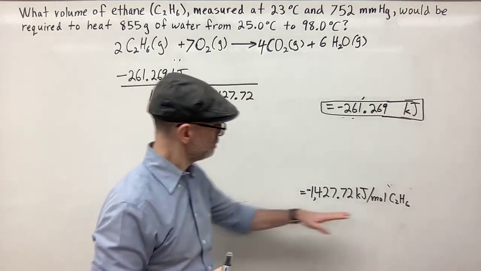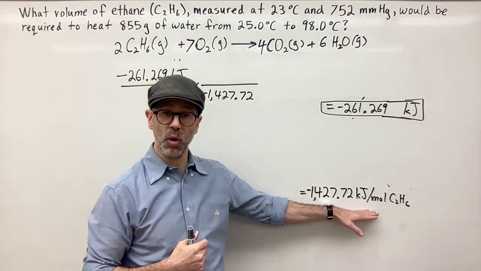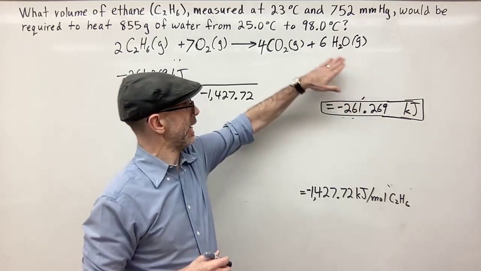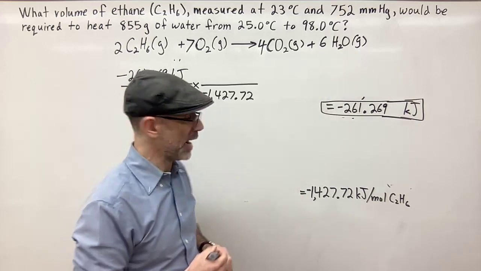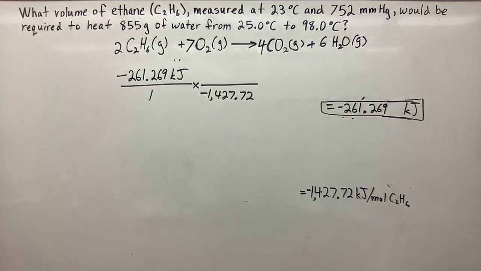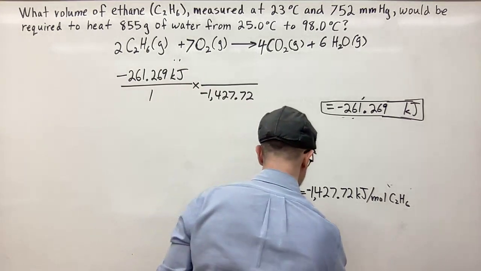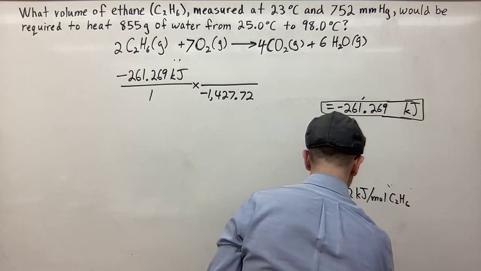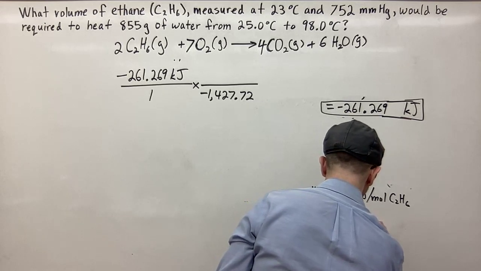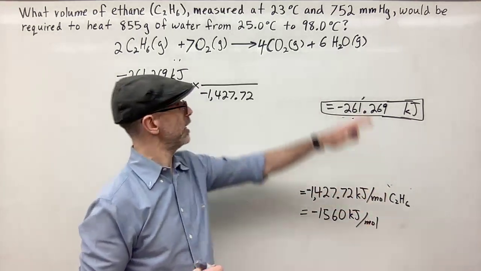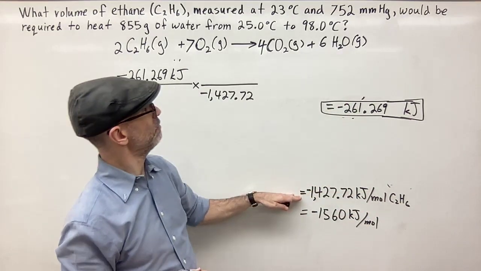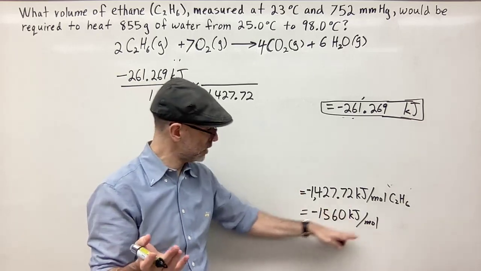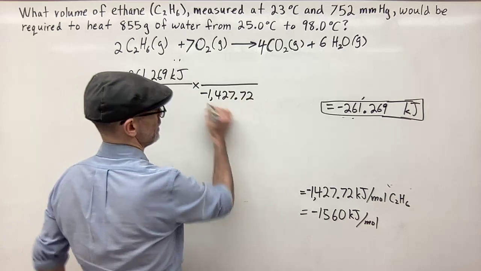1,427.72. Oh, one thing I want to mention. This was the amount of kilojoules per mole that I got when I assumed the water was a gas. If I assume that it is a liquid, the answer I should get is 1560 kilojoules per mole. So this would have been the answer if it was a liquid; this is the answer if it was a gas. I'm going with the gas. I'm just letting you know that if in your problem it's liquid, then this is what you should have gotten, and you'd have a different conversion here.